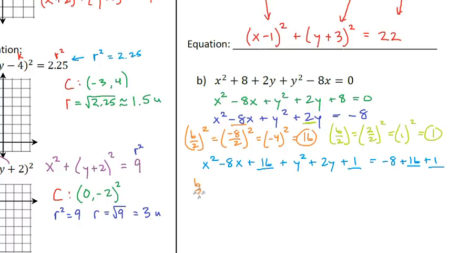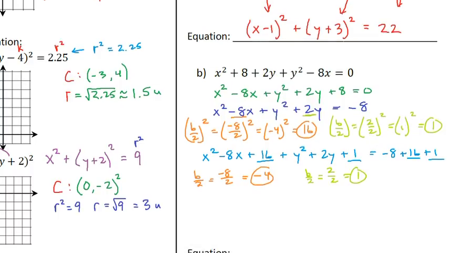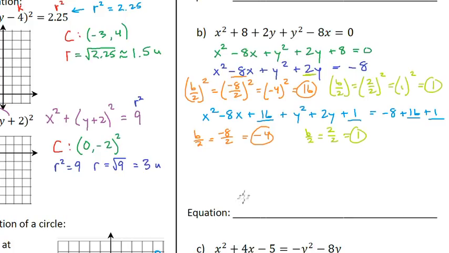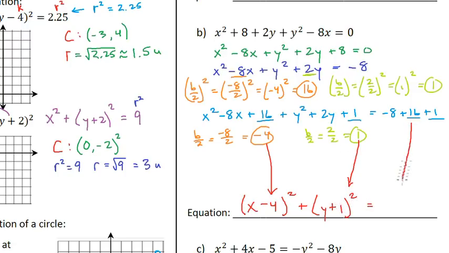All right, next step, let's figure out what is the value to factor. So we've got b over 2. Our b value is always the same. Negative 8 divided by 2 is negative 4. And then for our y terms, we've got b over 2 equals 2 over 2, which is equal to 1. And now we can write our standard form. It's going to be x, this negative 4 goes here. That basically factors the first 3 terms. It's going to be y plus 1. That's going to factor the next 3 terms. And then we're going to add these values together. Negative 8 plus 16 is positive 8 plus 1 is 9.